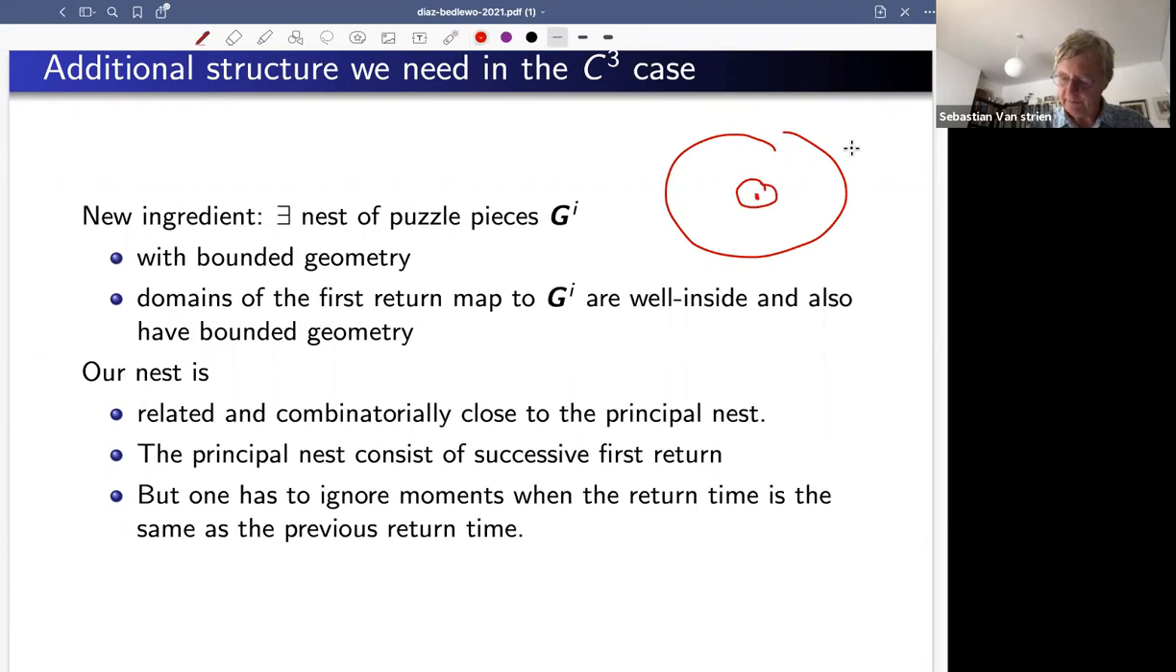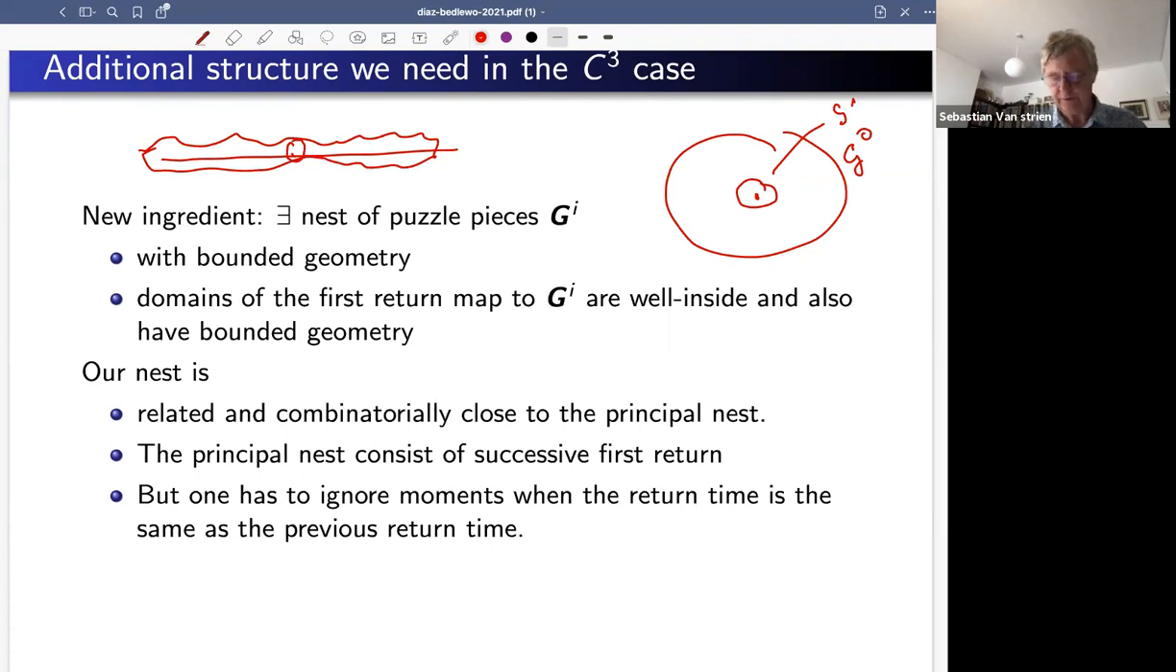So this is a nest, G0. This would be G1, and so on. So the nest has bounded geometry. And what do I mean by bounded geometry? I want to rule out the situation that the set could be like this, so the diameter is much bigger than the inner diameter. I want to rule out the case where I could perhaps not find a disk around, say, the critical point that is of the same rough diameter as the total diameter of your piece. So that's what I mean by bounded geometry.